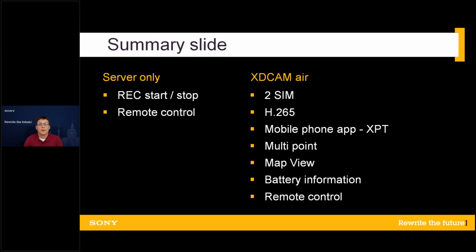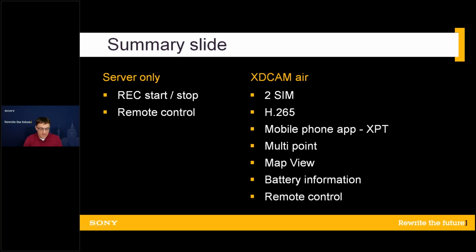So now let me just do a quick summary of what the server provides itself as a standalone solution. The unique function for the server is the record start/stop remote. We will be bringing that feature to XDCAM Air in a later release this year. And we have also the remote control of the camera. On the XDCAM Air service, we add some unique features like the dual SIM support for the dual link connection, H.265. We have the mobile phone applications for every member of your crew. We have the multi-point distribution, map view, battery information, and also the remote function.